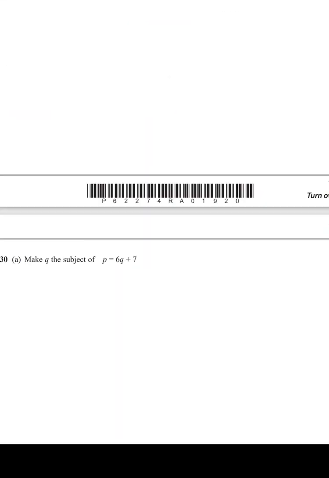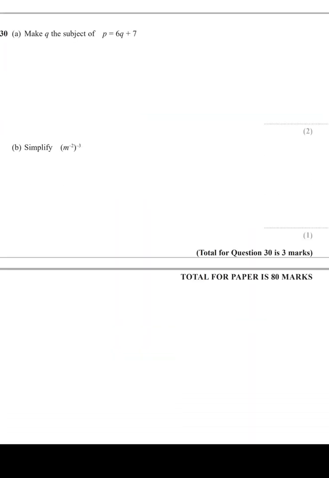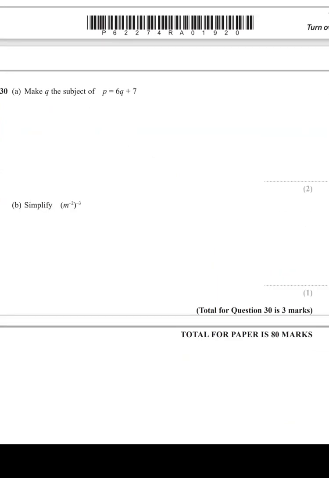Okay, and the last, it's got to be the last question, absolutely, right. Make Q the subject of the formula. Right, so we need to get rid of the plus 7 to start with, or we need to put the plus 7 on the other side. And then because it's 6Q, we need to divide by 6. So Q is P minus 7 over 6.